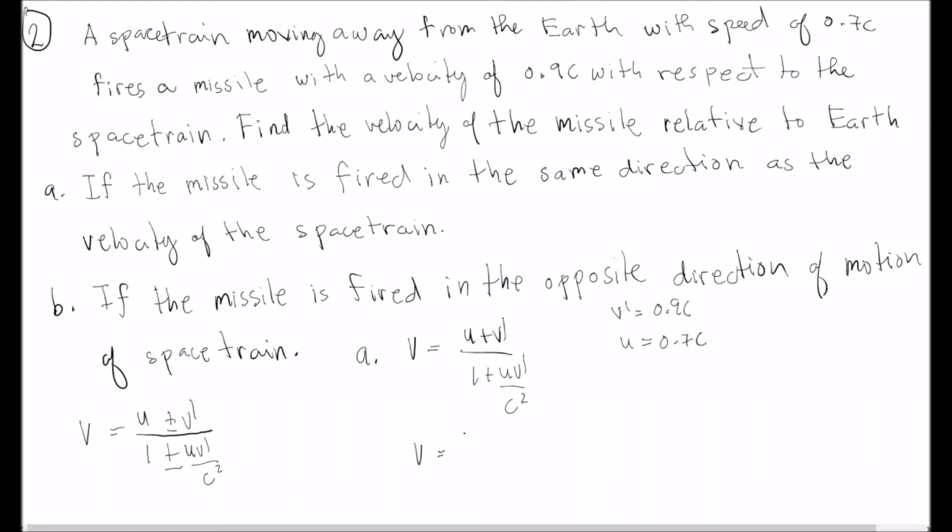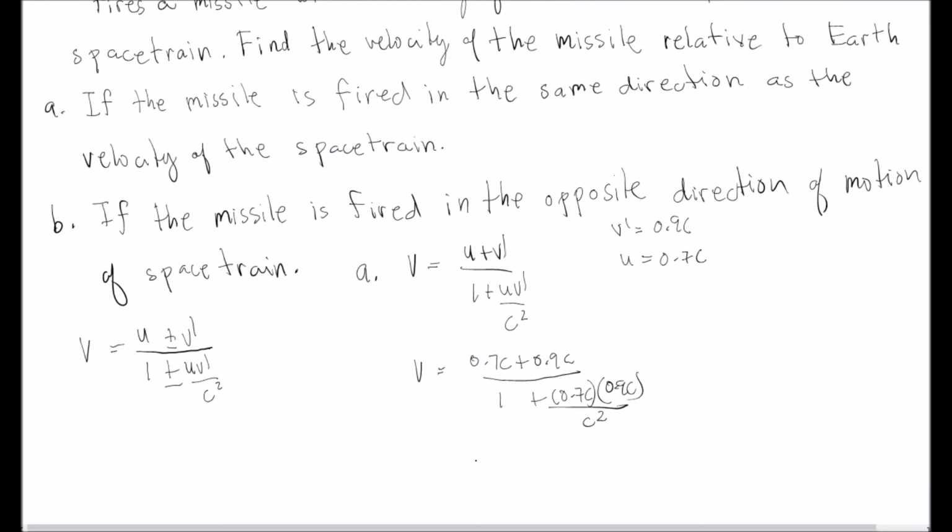So that's v equals, what is u? That's 0.7 c plus 0.9 c all over 1 plus 0.7 c times 0.9 c all over c squared, right? So v in letter A, that is the speed of the missile if the missile is in the same direction as the space train. Let us solve.